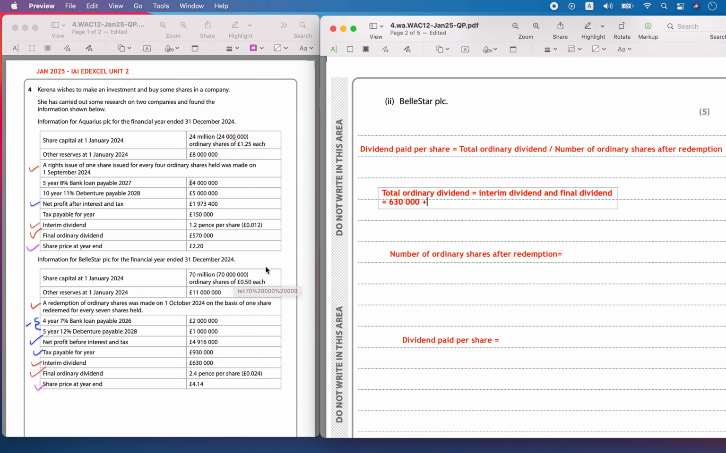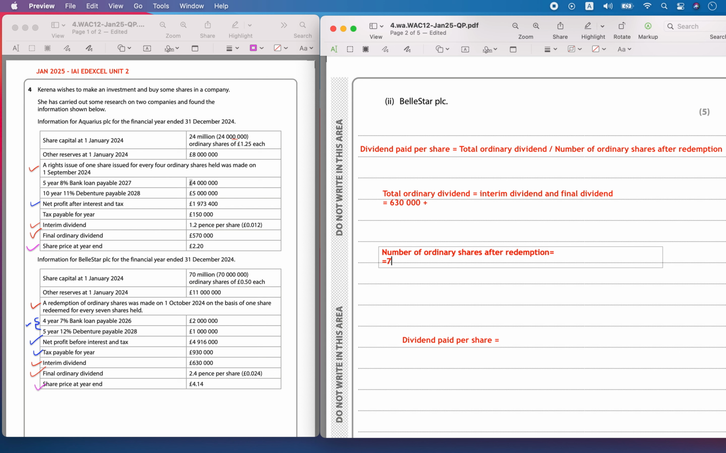Initially it had 70 million shares, but for the final ordinary dividend we have to calculate the number of shares left after the redemption. So let's calculate the number of ordinary shares left after redemption. It is said that for every 7 shares held, 1 share is redeemed. If I have 7 shares, 1 share is going to go back, is going to be less. It is redeemed by the shareholder.